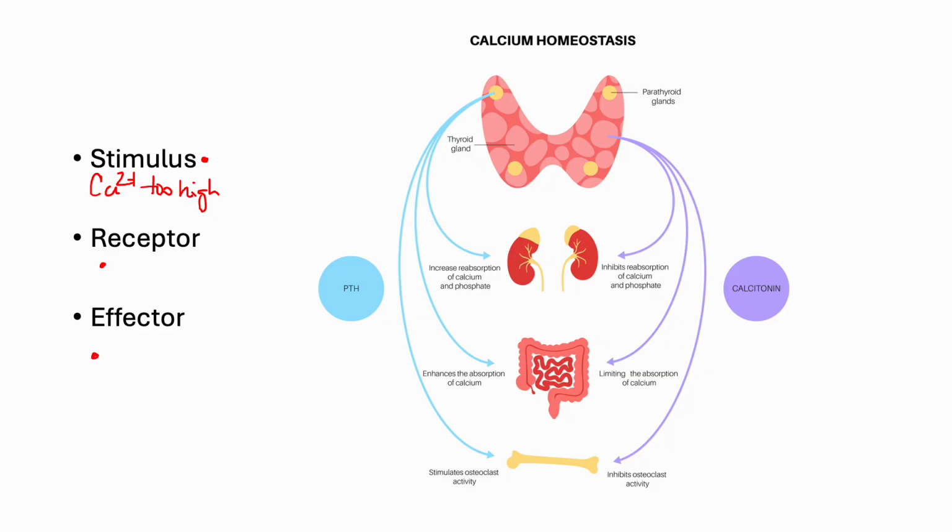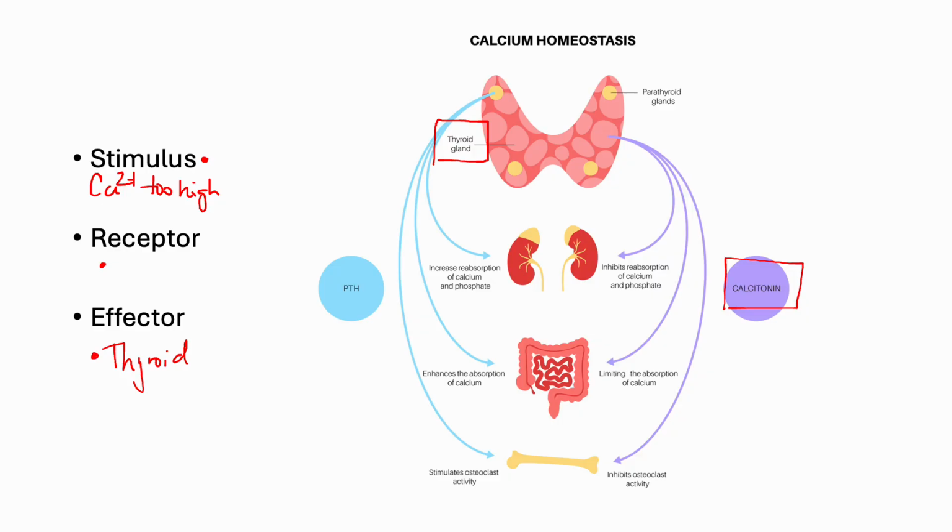So we have to have an effector that's going to respond, right, to this stimulus. So when calcium levels are too high, which gland is going to respond to that? So that's going to be our thyroid gland, okay? And what does it do? Well, it is going to trigger the thyroid gland to produce calcitonin, right? That's the hormone produced by the thyroid gland.